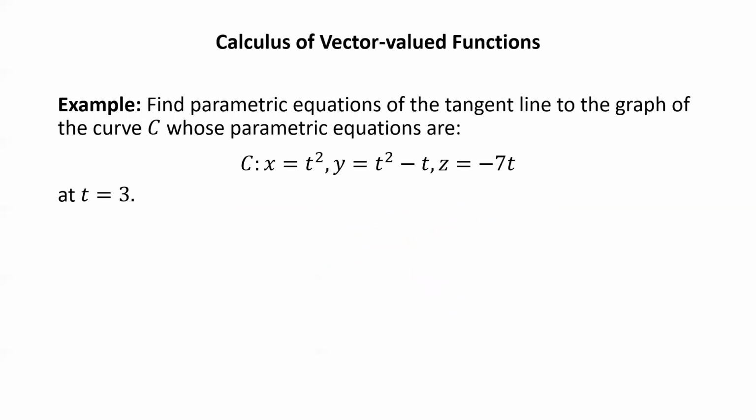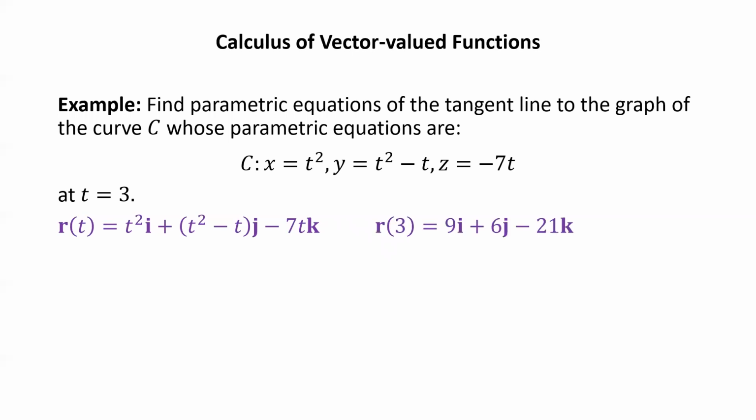Go ahead and try this example. Pause the video and then resume the video to check your answer with mine. Find parametric equations of the tangent line to the graph of the curve C, whose parametric equations are x equals t squared, y equals t squared minus t, z equals -7t, at t equals 3. So we first will just write down the corresponding vector-valued function, r of t, which is t squared i plus (t squared minus t) j minus 7t k.